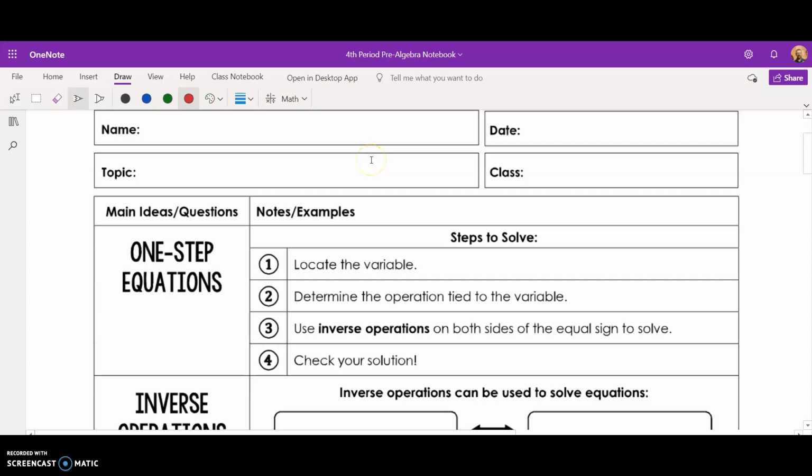So today we're going to look at solving one-step equations. So before we get started, of course, we want to put our name, date, topic, and class on our paper.